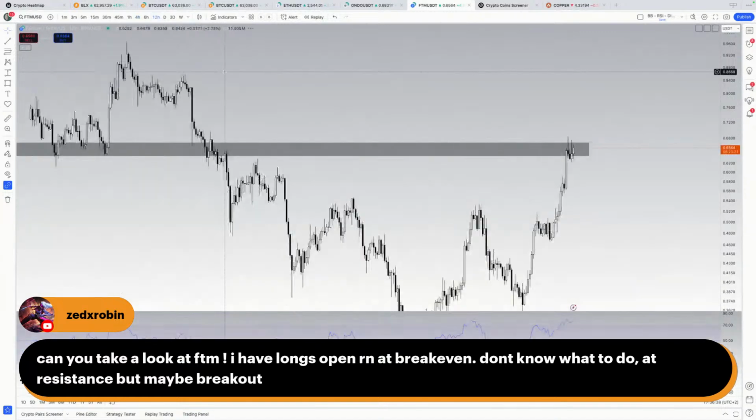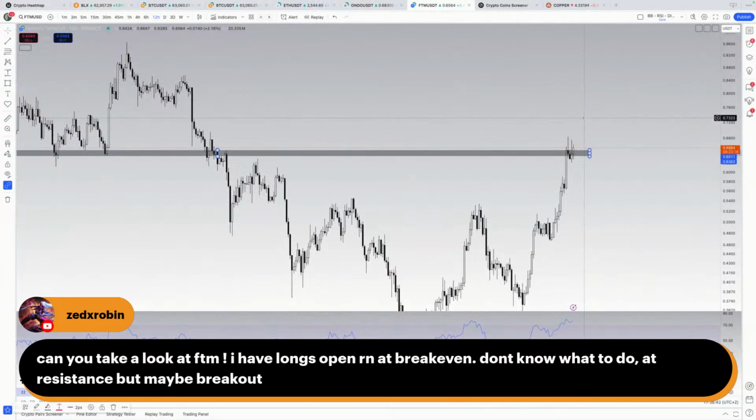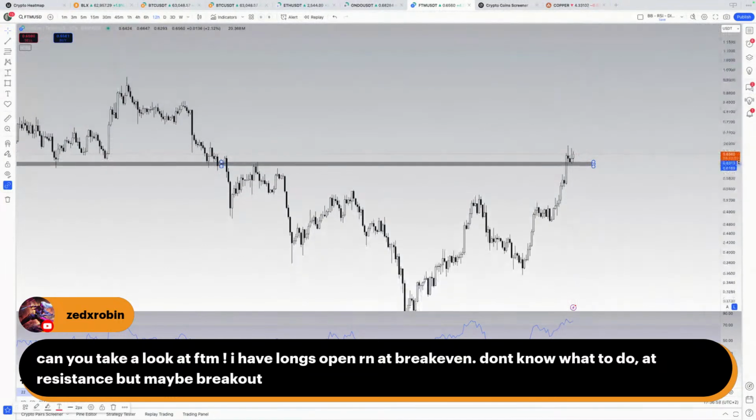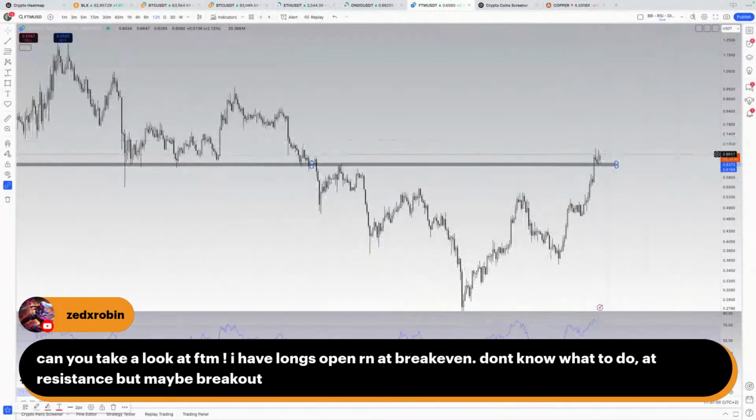My internet is getting slow. Depends on the interpretation. Look, with this, you could also say, okay, it's breaking out, right? But you could also argue, from another perspective, it's at resistance. I wouldn't really look for longs at FTM. I mean, me personally.